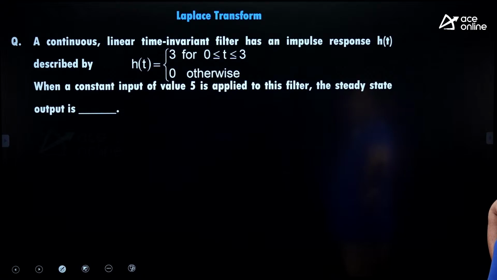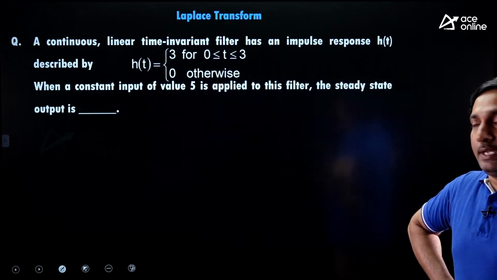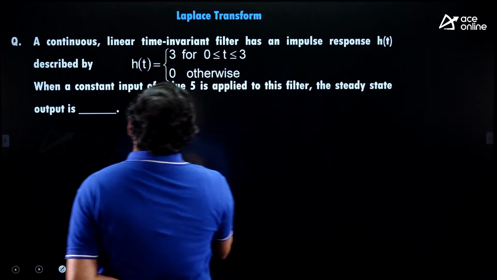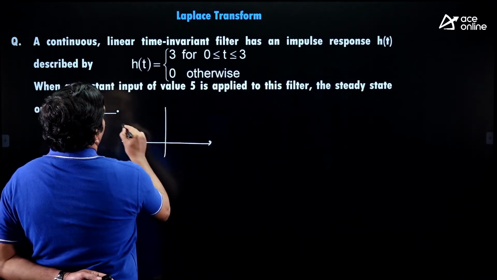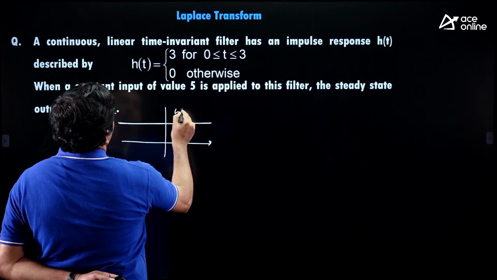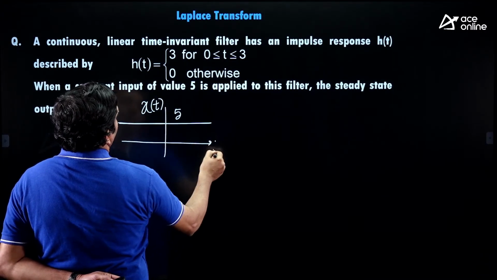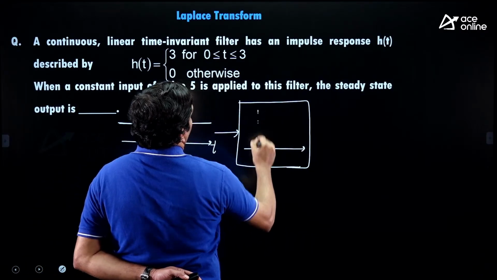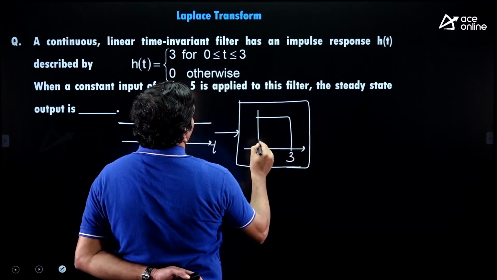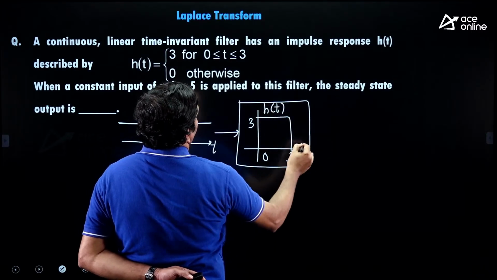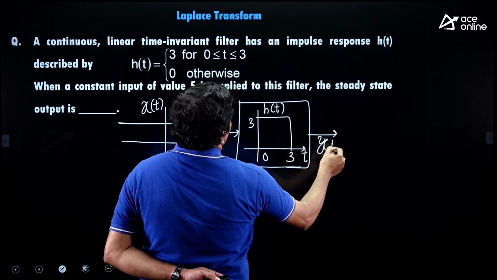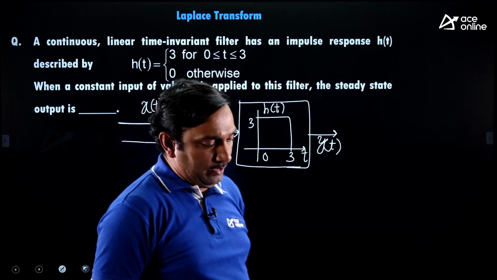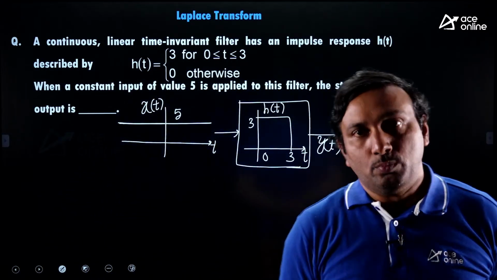A continuous time LTI filter has impulse response like a rectangle for a certain range, where a constant input value of 5 is applied. This we want to pass through a rectangular pulse. After getting the output, what is the steady state value of output? Final value. What is the final value of output?